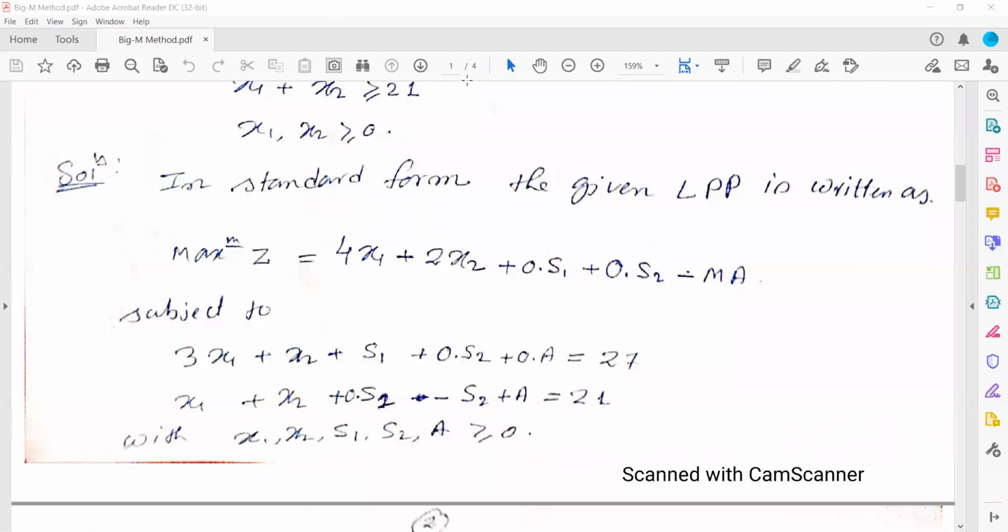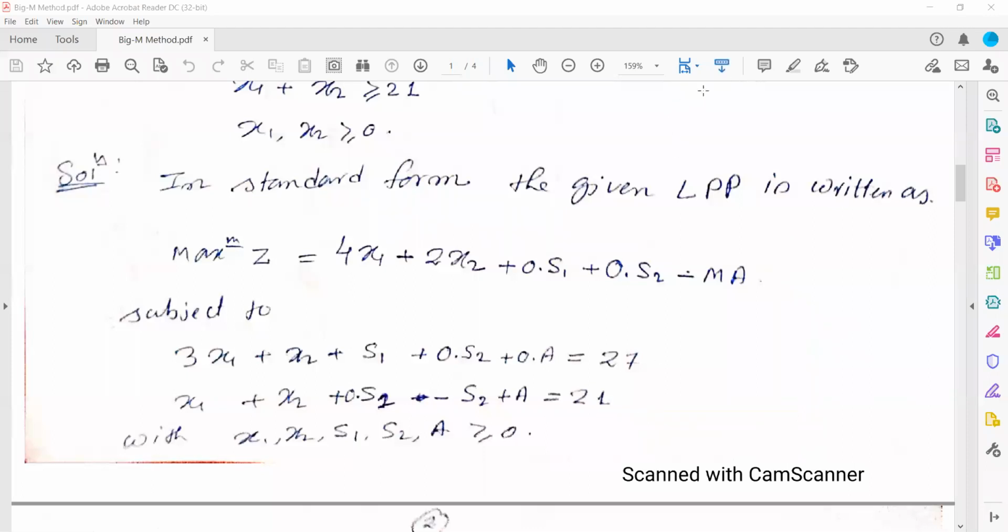So now your LPP has been written in standard form. That's simple. The Big M method setup is over. Now the simplex method will come here. So how will the simplex method come?